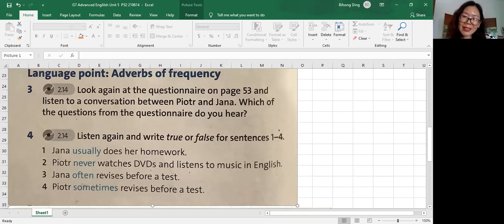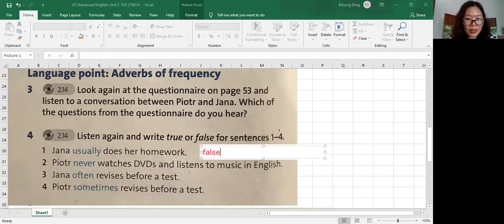All right, did you hear what happened to the girl? She said, my answer is I sometimes do my homework. Too bad, okay? But anyway, we write down the answer. Janet usually does her homework. It's false, okay? False. The correct answer is sometimes. She said, I sometimes do my homework, okay? She's very honest. Let's continue.